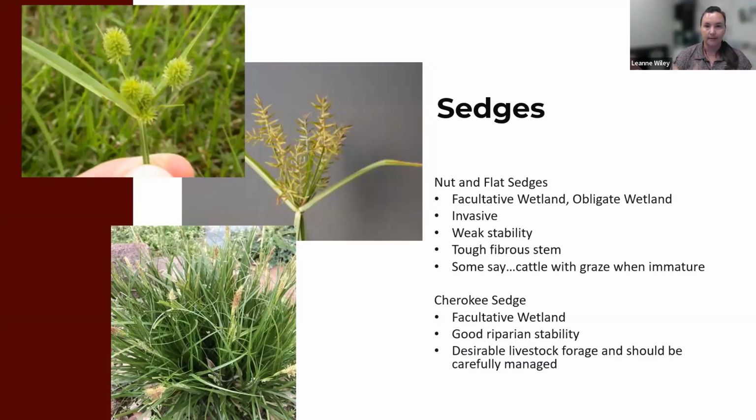I don't want to down talk all of the sedges, because Cherokee sedge is actually one that cattle will graze. And it's something that they can overgraze just like any of the other plants. So it has to be very carefully managed. I think the first two sedges, the nut and flat sedge, are less desirable. They tend to be a little bit more of a thicker, rougher, fibrous stem and not something that cattle are going to graze.